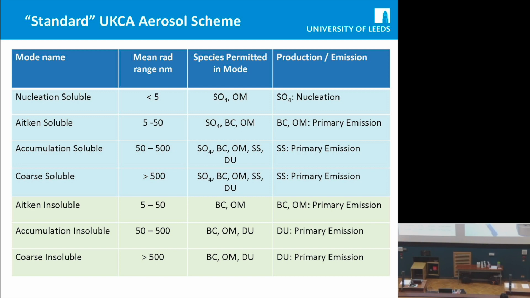You can see the reason for doing that is that they can contain different components. This is the way that we can track how different components are emitted and moved around and play a role in the size distribution. I'll come on to more about the specifics of some of these processes, but the key thing to highlight here is that some species are emitted into the insoluble modes because they are insoluble, so that's how they start off.